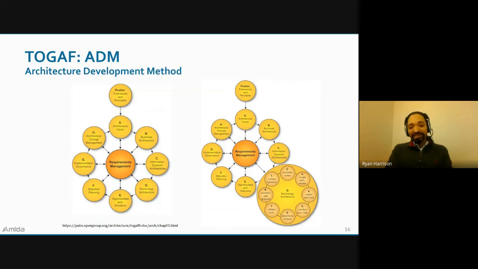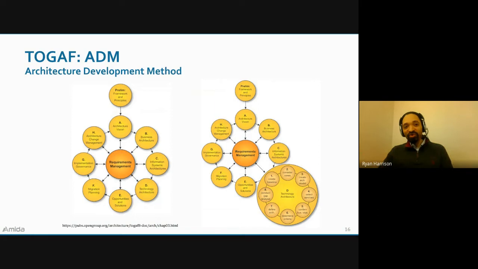The final phase is phase H. The system is now built and you're doing change management. Maybe the architect didn't get things right, so there are some changes that are going to be needed. Those changes are going to be rolled into requirements, and that's going to kick off a new request for architecture, which will start the cycle all over again.